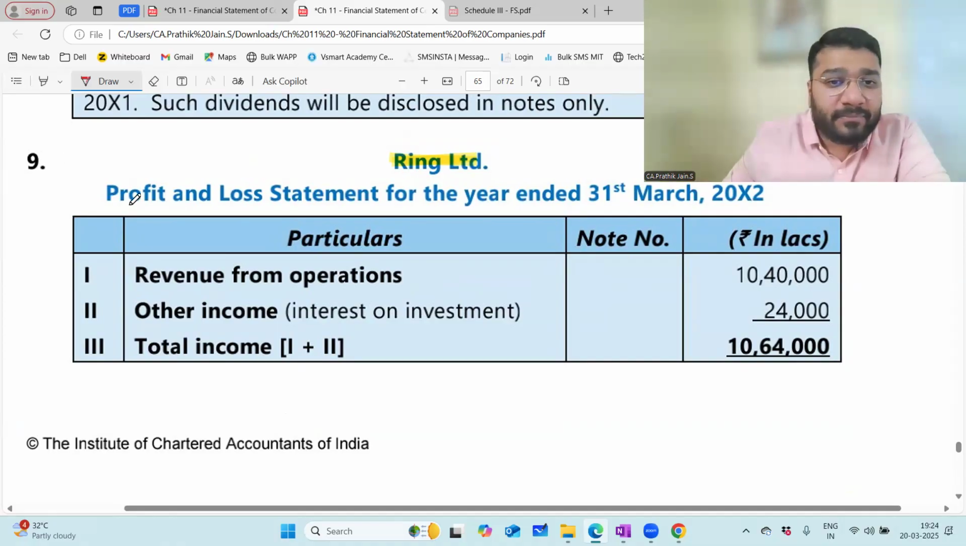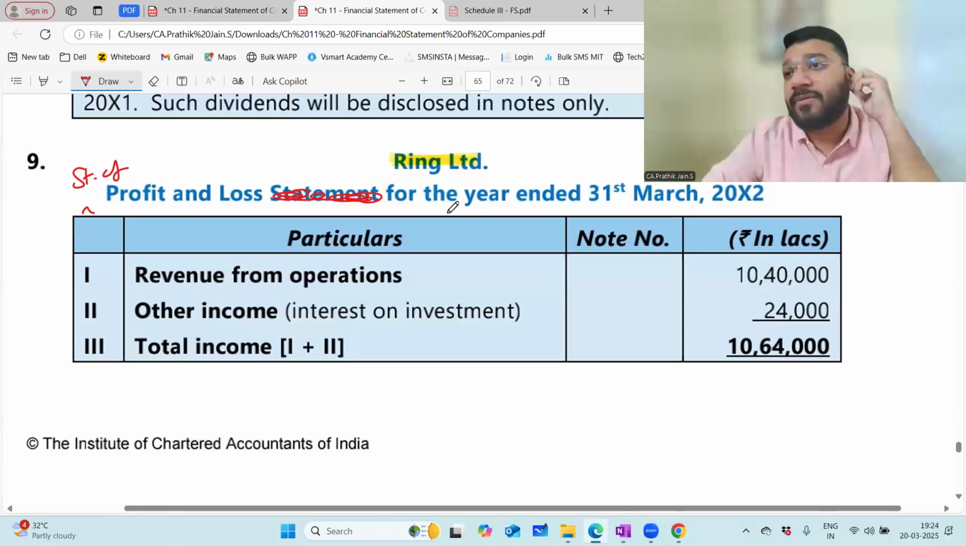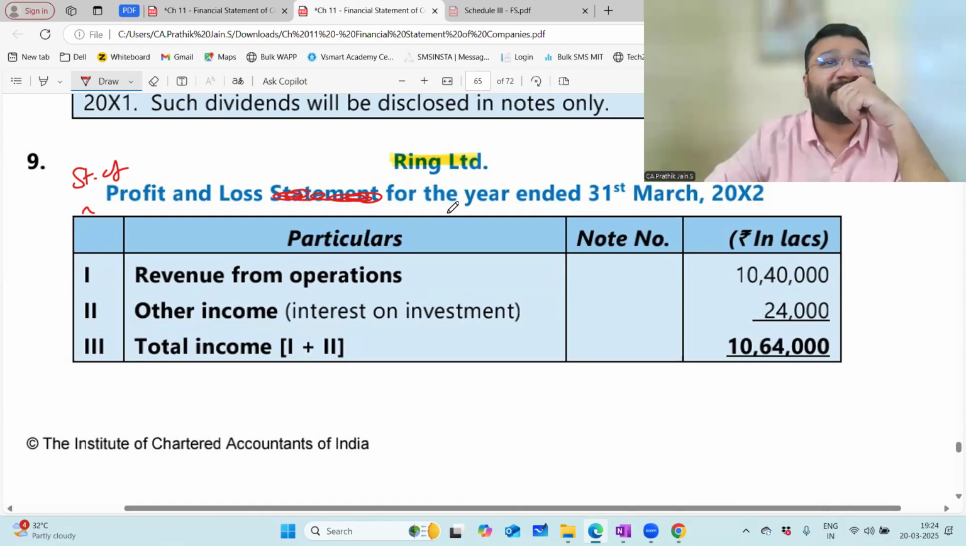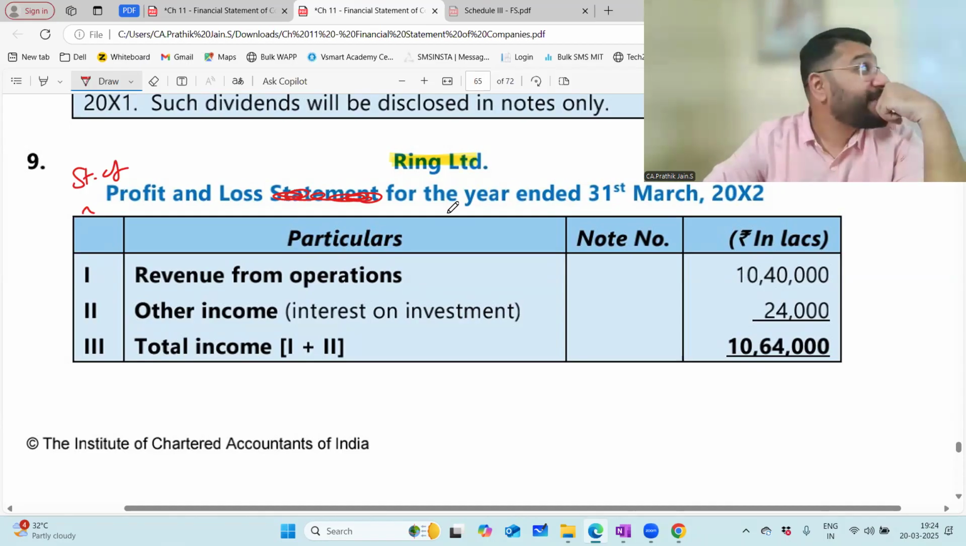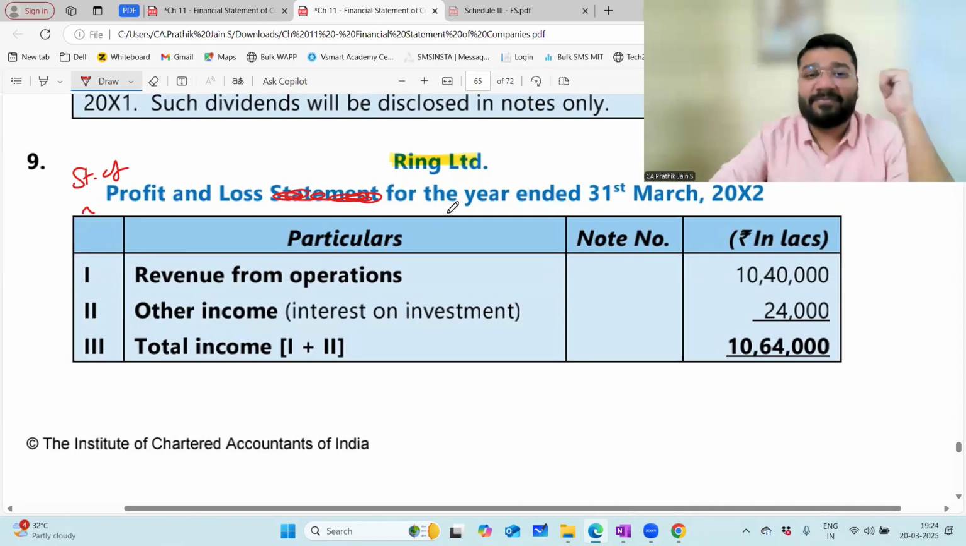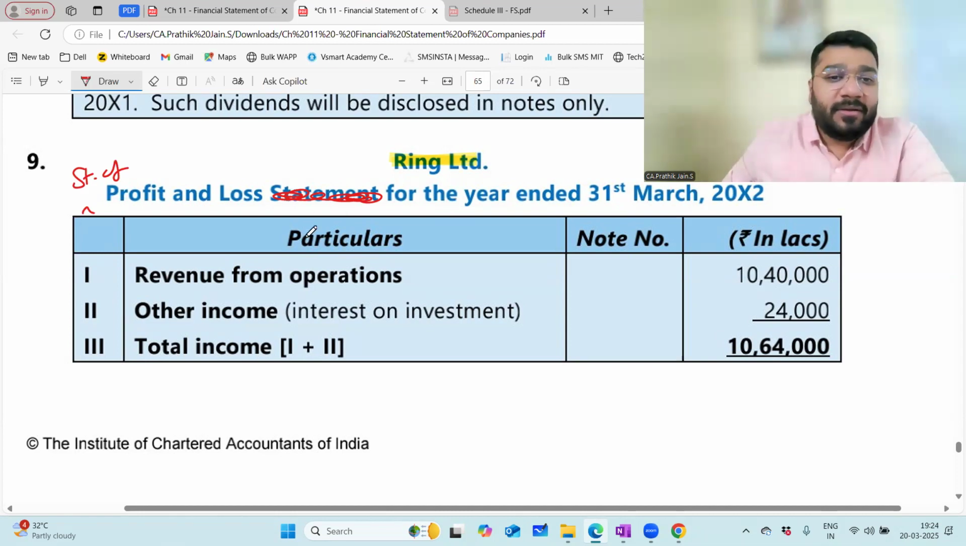Statement of profit and loss for the year ended 31st March 2002. Particulars, note number, rupees in lakhs.